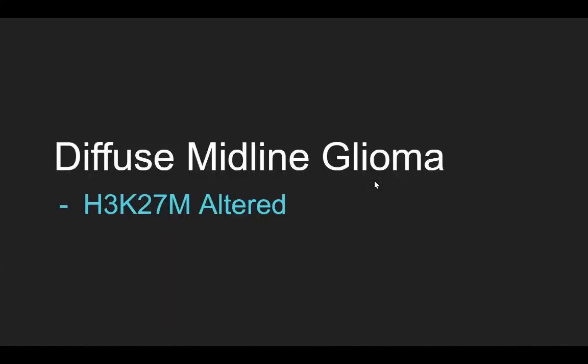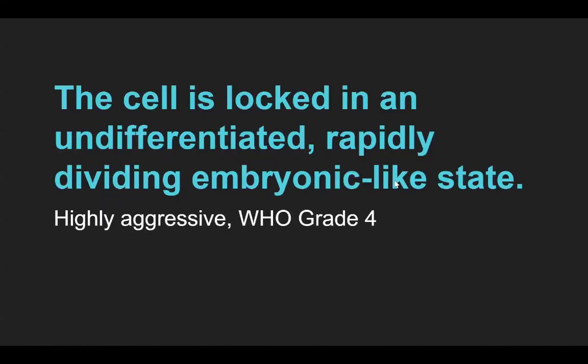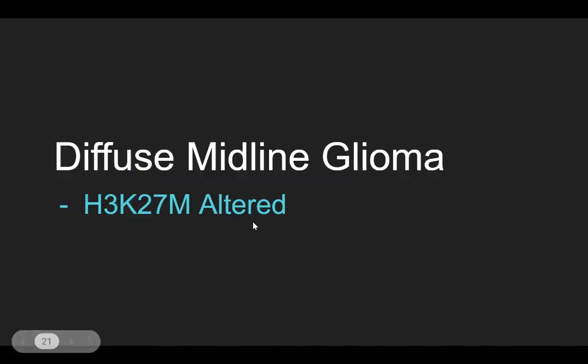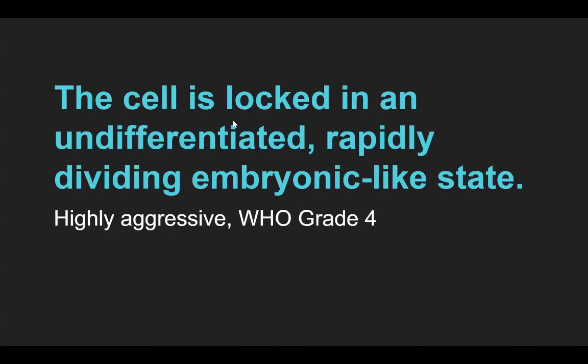So these are diffuse midline gliomas, H3K27M altered, previously called brainstem gliomas, sometimes thalamic gliomas, sometimes diffuse intrinsic pontine gliomas. This particular alteration leaves the cell locked in an undifferentiated, rapidly dividing state. It keeps on dividing, and the dividing cells are completely dedifferentiated. So what ends up happening is a highly aggressive, highly malignant WHO grade 4 tumor.